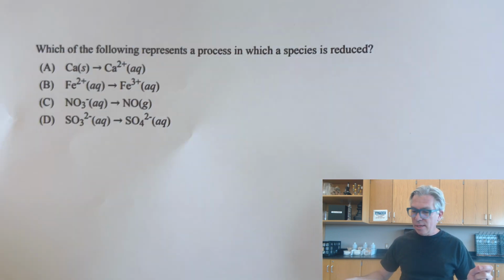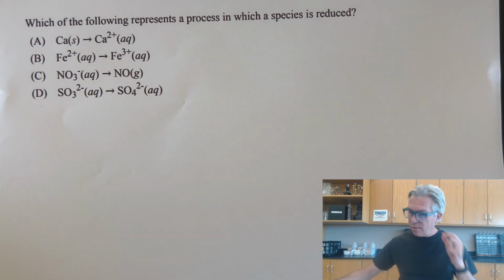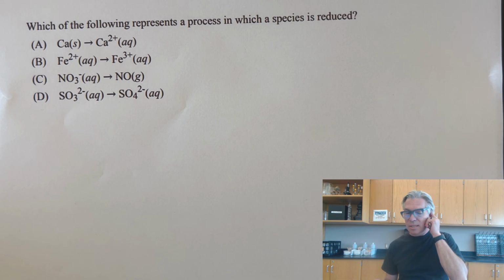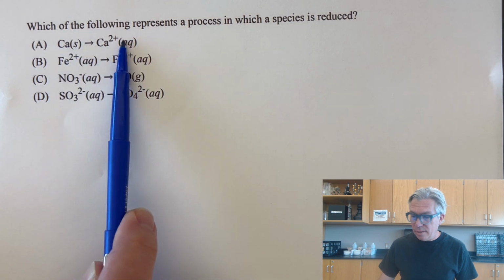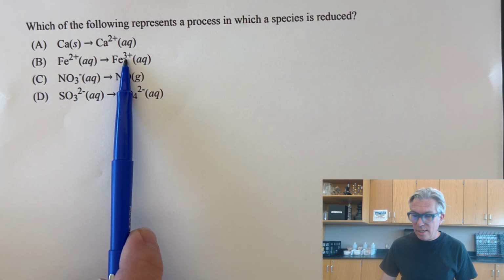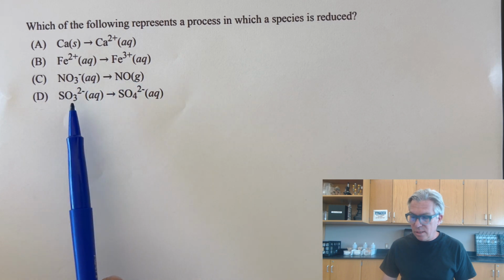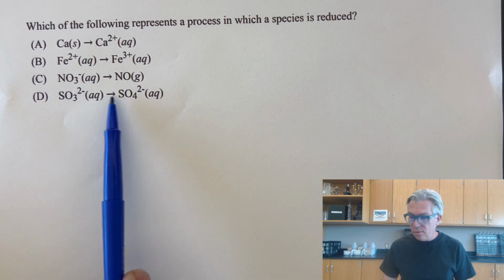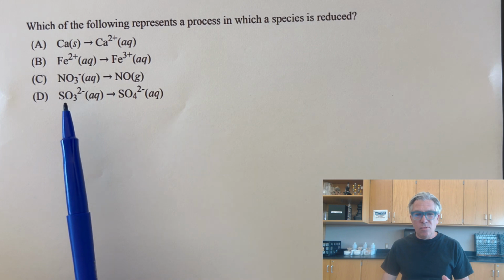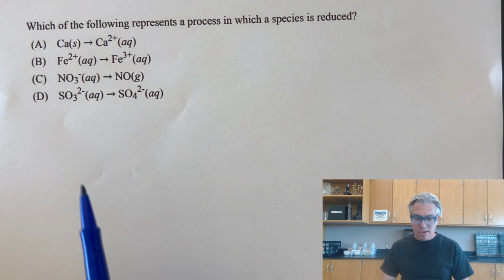And you'll have your pencil handy so you can assign some charges. Which of the following represents a process in which a species is reduced? So getting less positive. So not that one, it's getting more positive. Not that one, it's getting more positive. This one looks like it's getting more positive, going from -1 to 0 and -2 to -2. So that's not really. So this one actually throws a lot of people off.